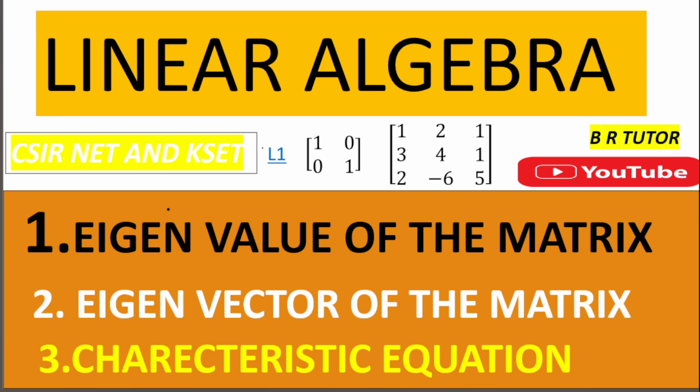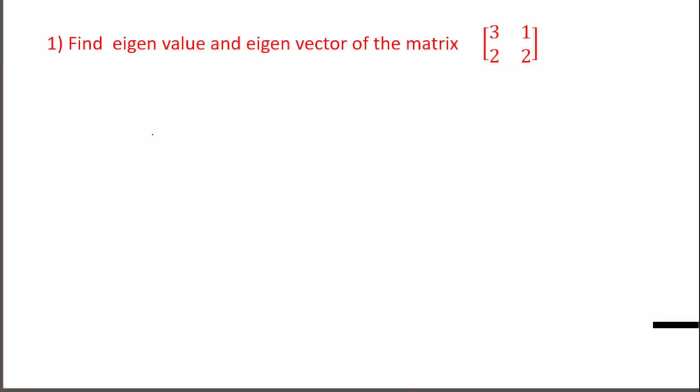We start this video with the help of an example of a 2 cross 2 matrix. Find the eigenvalue and eigenvector of the matrix 3, 1, 2, 2. Here the given matrix, that is A equal to, the A matrix is 3, 1, 2 and 2.